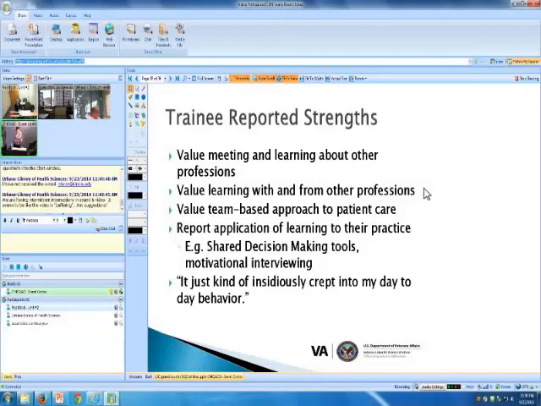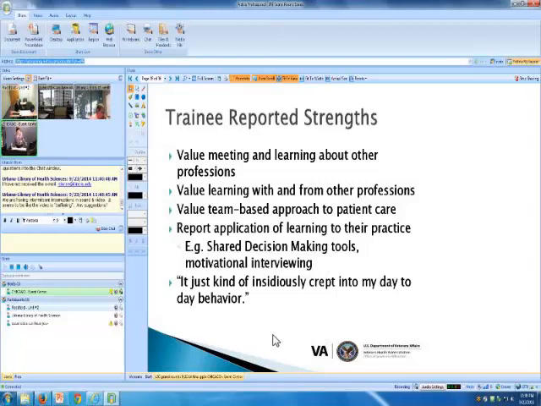They report that they can apply what they've learned to their practice. And the 2 things that were said, and these were from semi-structured interviews done by our evaluation team, is that they can really apply shared decision-making tools and motivational interviewing things that they've learned.